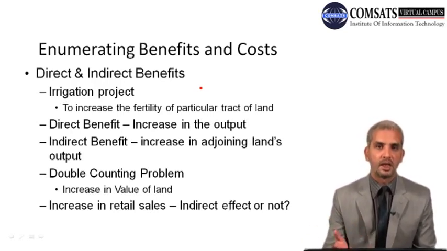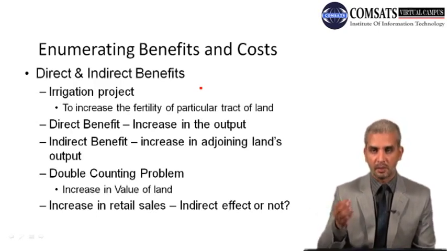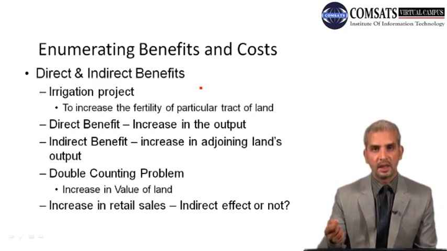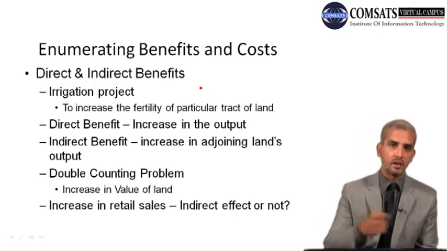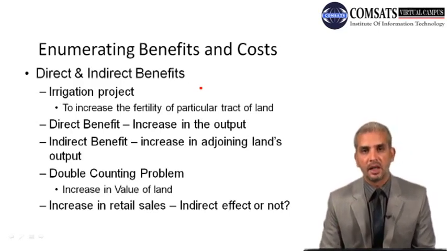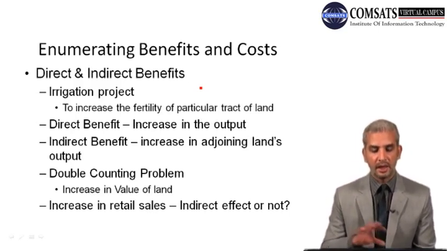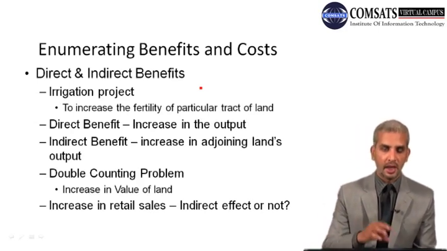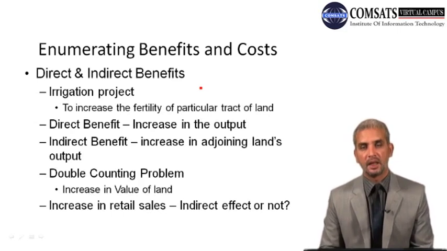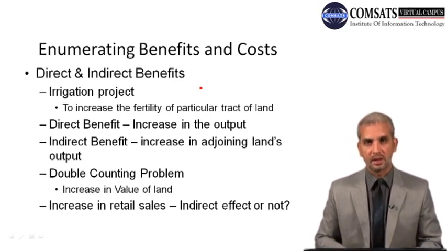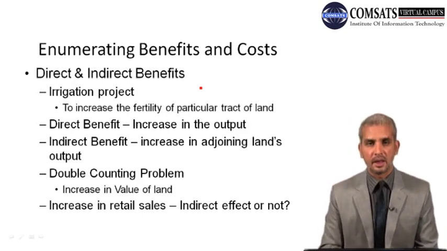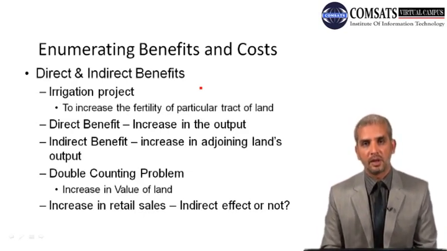So that increased output, when there is a price tag on it, already accounts for the increase in the value of the land. If we add the increase in output in terms of dollar values, and we add the increase in the value of land, that would be double counting. So when making a list of direct and indirect benefits, we need to avoid the problem of double counting.